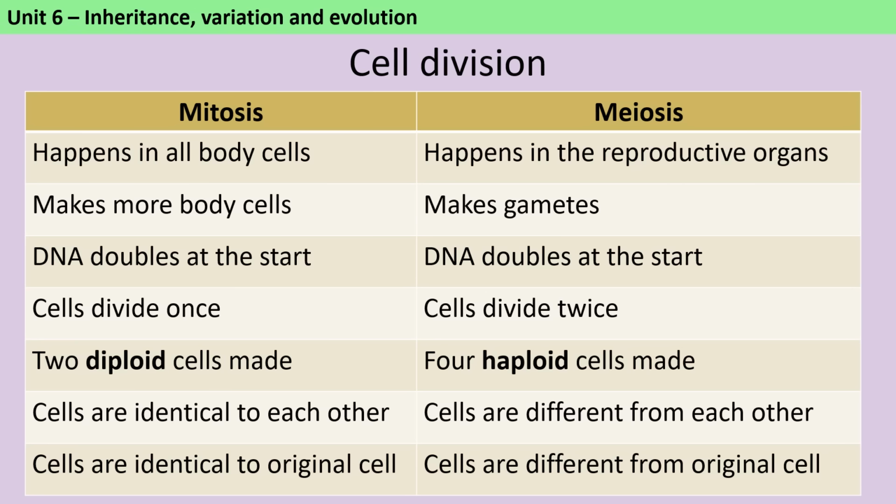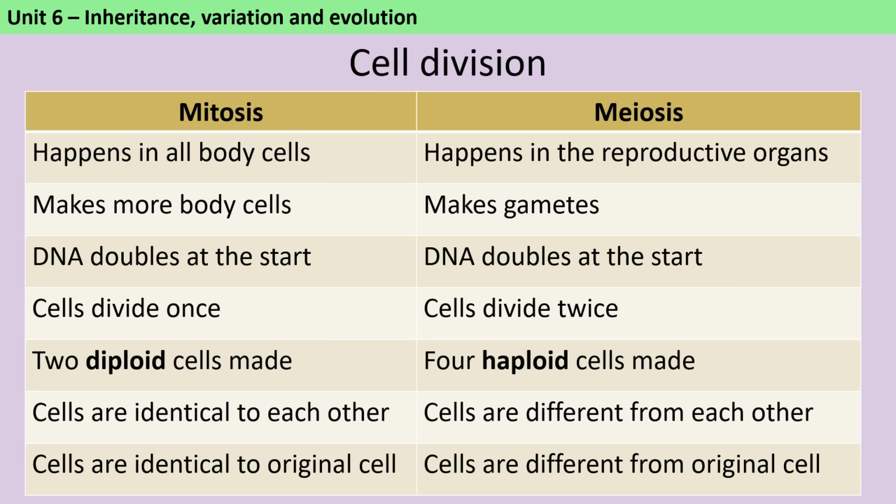You need to know about the two types of cell division. For paper 1 we focused on mitosis, which happens in all body cells and allows them to make more body cells for growth or repair. It starts with DNA doubling and then the cell divides once, so there are 2 diploid cells made. These cells are identical to each other and identical to the cell they were made from.